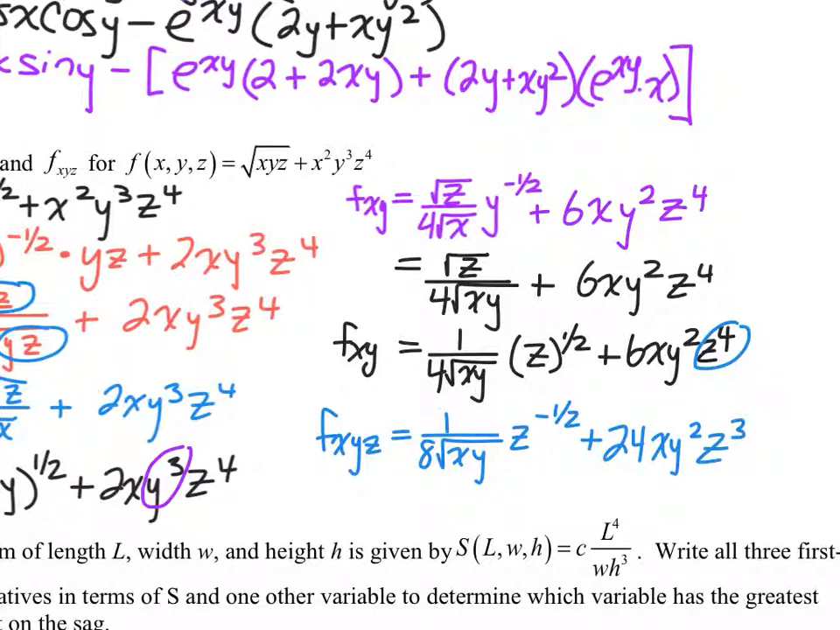All right, and so, if you felt the desperate need to clean it up as much as you can, then you might say 1 over 8 times the square root of xyz plus all that other stuff. But that would be your third order partial with respect to z.